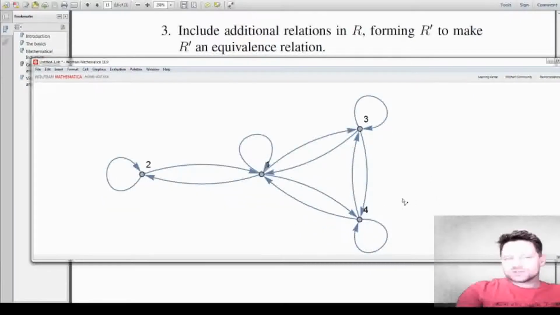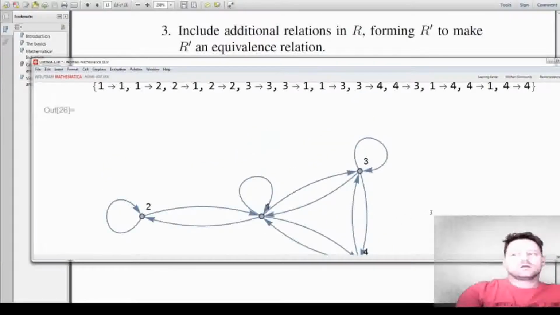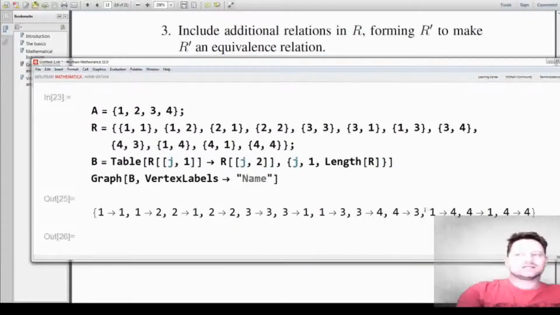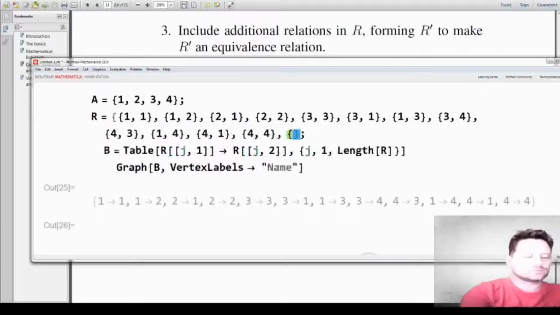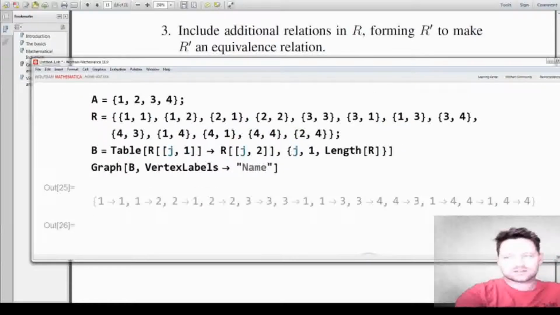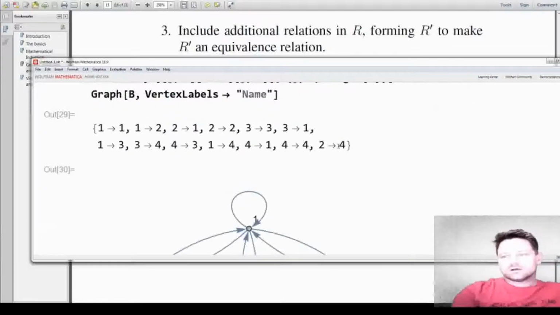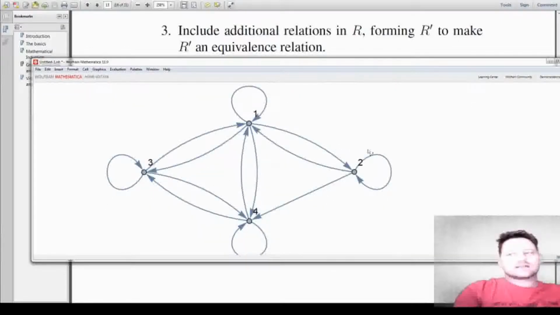Now we've got more to do. Look, we have 2 going to 1 and 1 going to 4. So we must have 2 going to 4. Right, so 2 must be related to 4. So let's include that. 2 is related to 4. All right, shift and enter, and let's have a look.